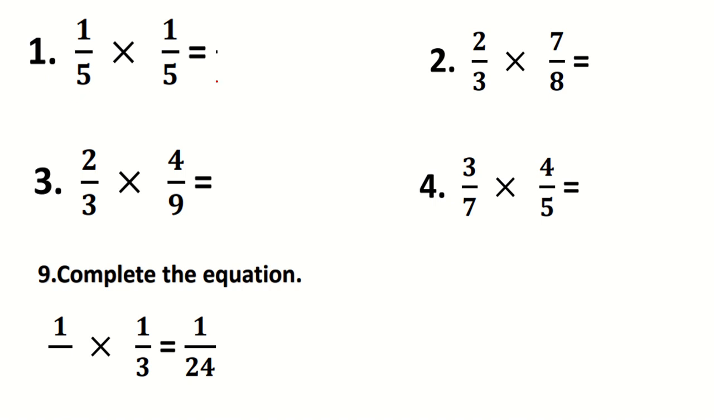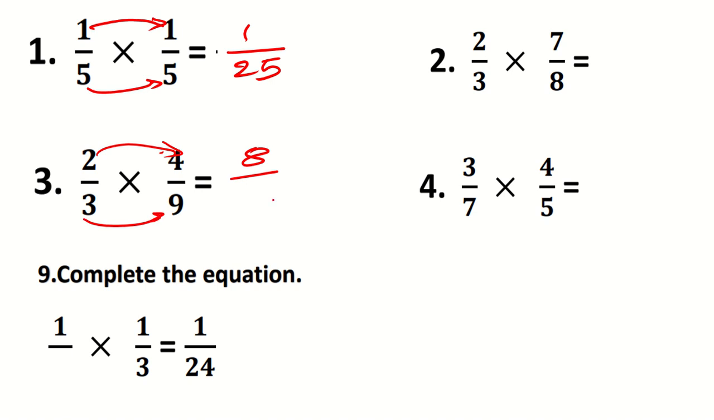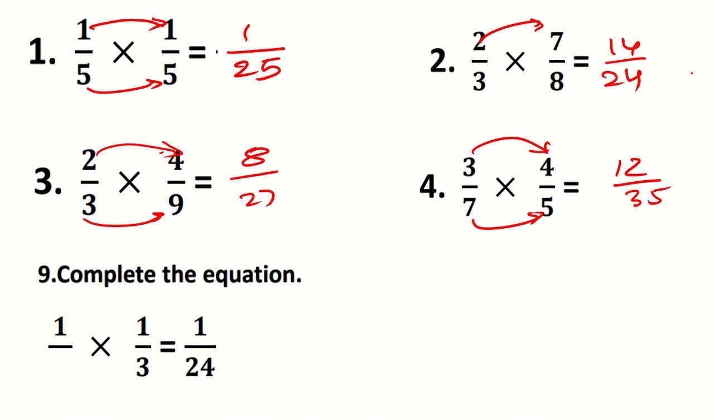Now here you see, just now I explained you, up number will be multiplied with up number and down number with the down number. So this is 1 multiply 1, 1. 5 multiply 5, 25. Same here, 2 multiply 4, 8. 9 multiply 3, 27. 4 multiply 3, 12. 7 multiply 5, 35. 2 multiply 7, 14. 8 multiply 3, 24.